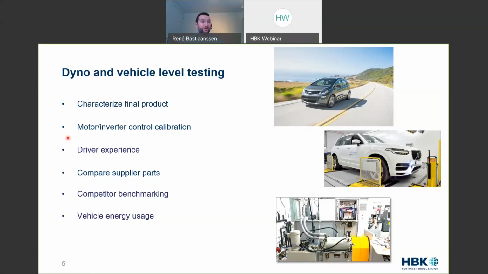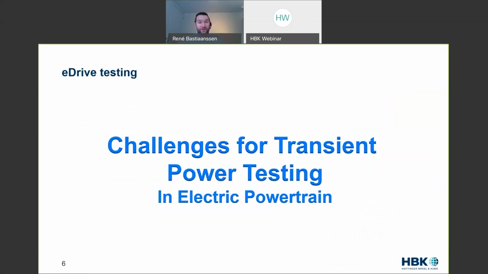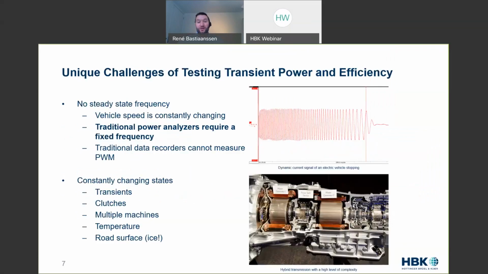So what are the challenges we see here in transient power testing? Well, as mentioned, there is no steady state frequency as our vehicle speed is constantly changing. That's a given. Our traditional power analyzers use a PLL to track the fundamental frequency. They require a more or less fixed frequency, or at least some time to adapt to the frequency. Another topic we see here, and we come back to that later on when we discuss the trivia, is that traditional recorders cannot measure PWM due to the steep switching behavior.